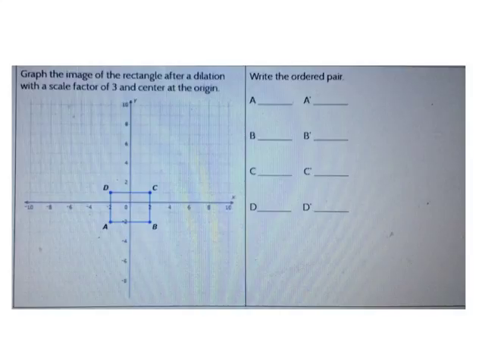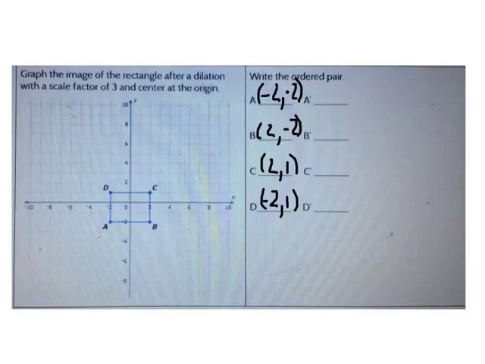Graph the image of the rectangle after a dilation with a scale factor of 3 and center at the origin. First, let's find the original ordered pairs. What's the location of A, B, C, and D? A is located at -2, -2. B is located at 2, -2. C is located at 2, 1. And D is located at -2, 1.